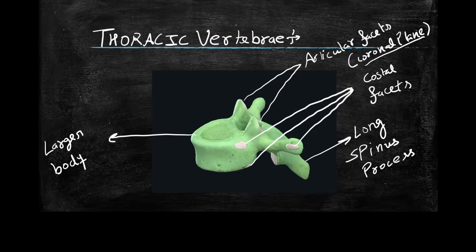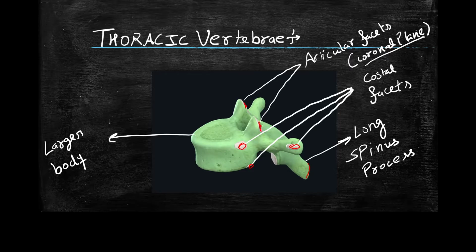Let's move on to the thoracic vertebra. Oh, it is green. This is the vertebra of a Hulk. Okay, so it has a larger body than the cervical one, because it has to bear more weight than the cervical vertebra. It has to bear the weight of head, neck, and the upper limbs. It has the special feature of costal facets for the attachment with the ribs, and a long spinous process to limit flexion and extension. It has articular facets.